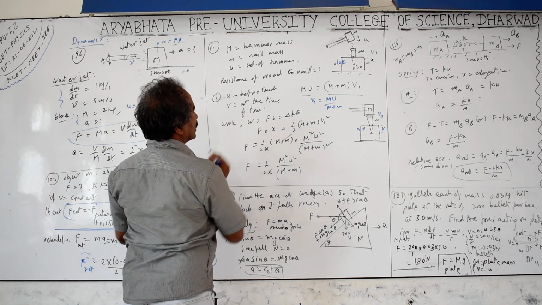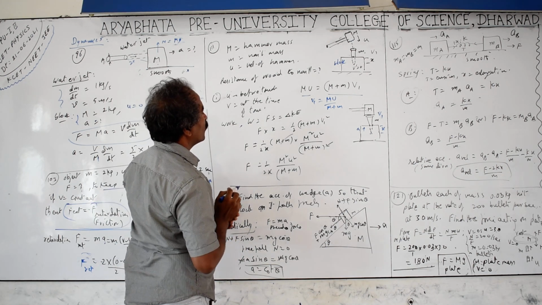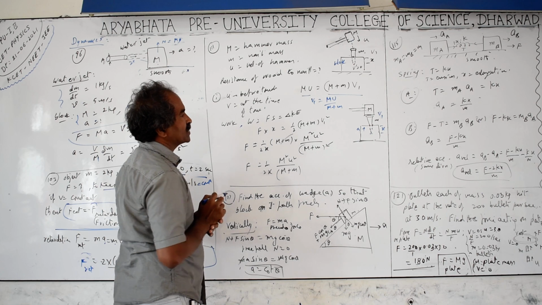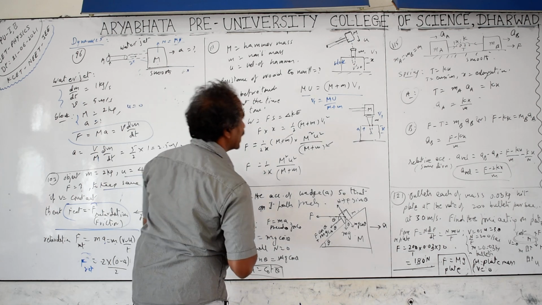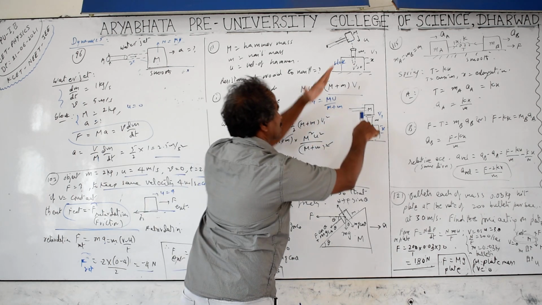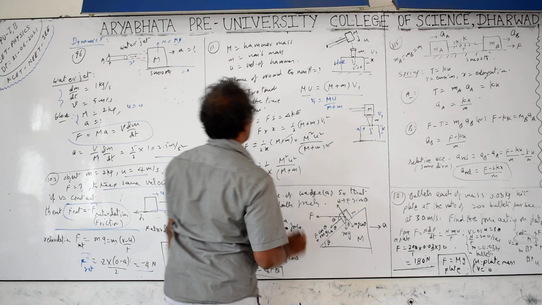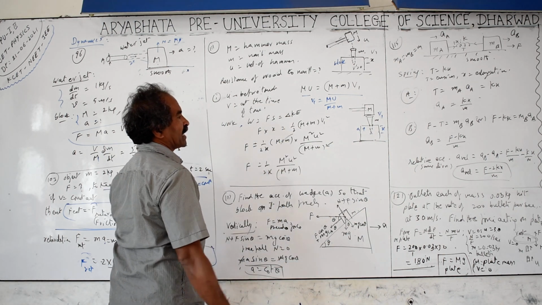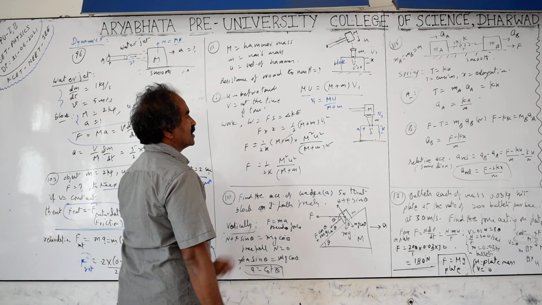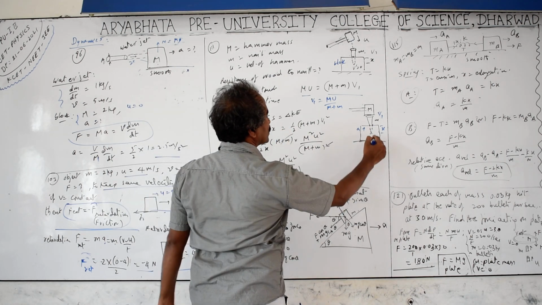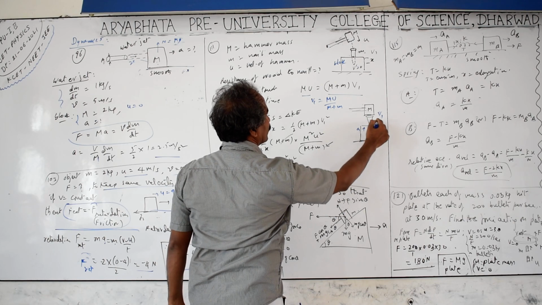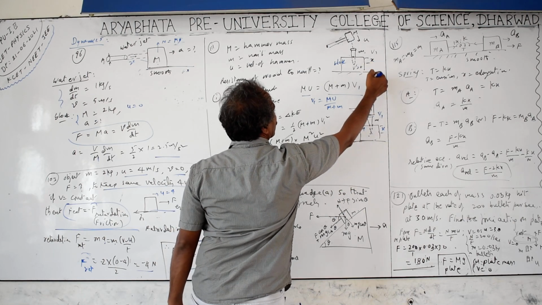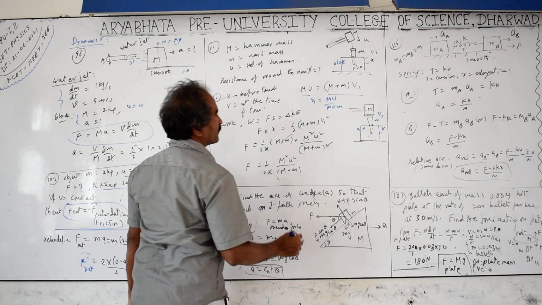Next, what is work done? Work done in this case is equal to force into displacement. Work done is also equal to the change in kinetic energy of the nail plus hammer. Both are coming to rest. After hitting, it goes and stops. Then F into X is equal to the change in kinetic energy, final kinetic energy minus initial kinetic energy. Final velocity V is equal to 0 here, and just before hitting, the velocity is v1 we have taken.